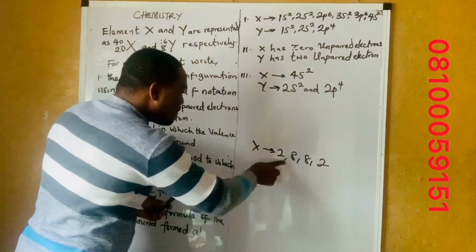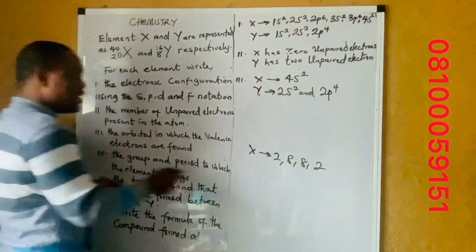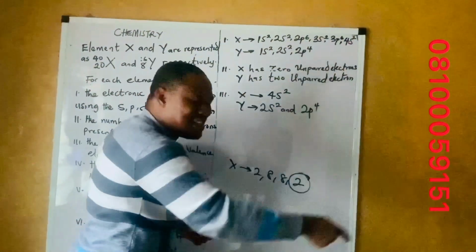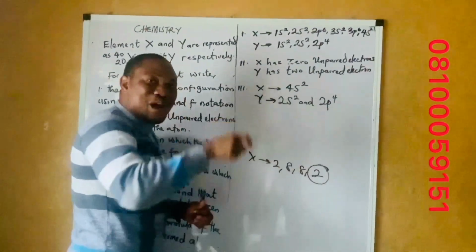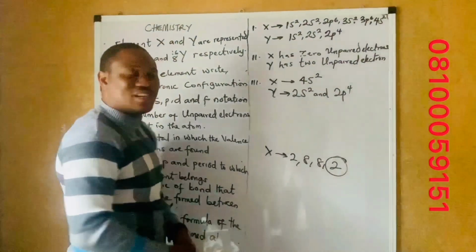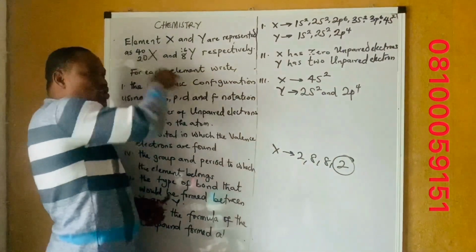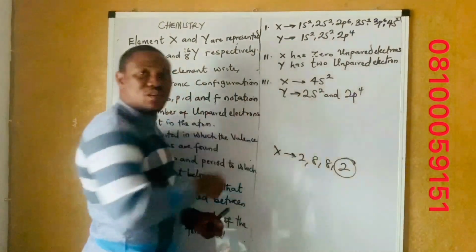Now look at this. This is the electronic configuration using the shell method. And ask, what is the group? The group is this. How do I know? Because this is the valence electron, the electron that is outside. So the number of valence electrons outside represents your group in the periodic table. This is 20. If you go and check element 20, which is calcium, in the periodic table, you're going to find it in group 2.